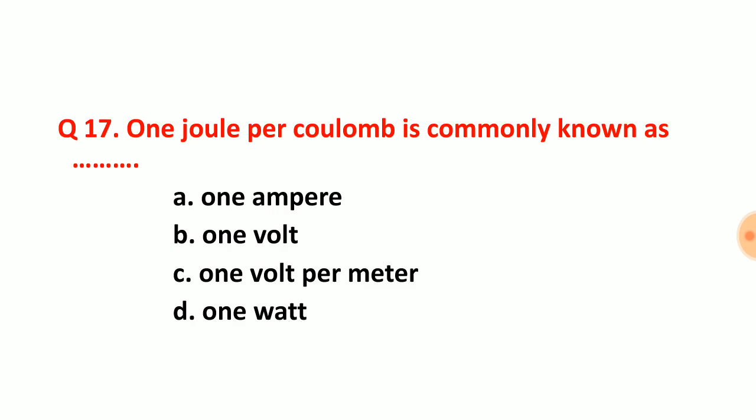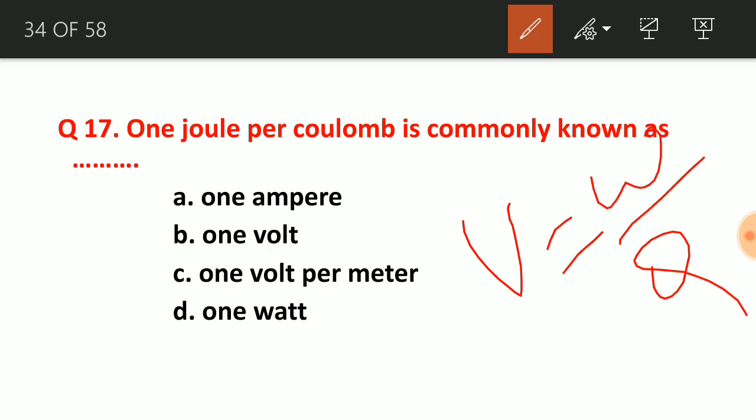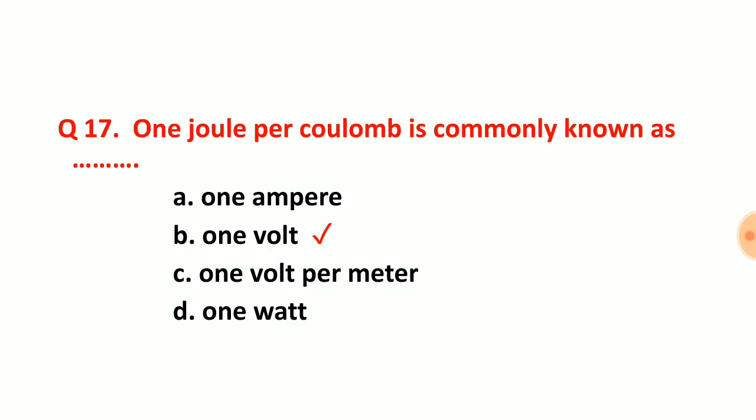Question number 17. 1 joule per coulomb is commonly known as, we know that voltage is work done upon charge, W by Q. Work done is measured in joule, charge is measured in coulomb. If there is 1 joule and 1 coulomb, then that must be 1 volt. 1 volt is in option choice B. So option choice B is the correct answer for question number 17.